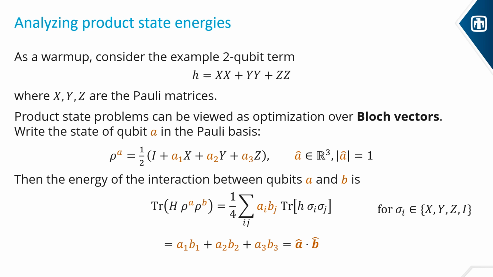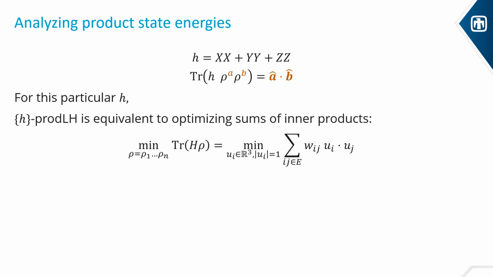Then we can plug this into the calculation for our chosen term H, and the energy of the interaction between qubits A and B simplifies, many of the terms cancel out, and it turns out that the energy is exactly the inner product between the block vector A and the block vector B. So for this particular term, this XYZ term, the product state problem on some interaction graph where the term H is applied to various pairs of qubits, potentially with various weights, is equivalent to optimizing this sum of inner products.